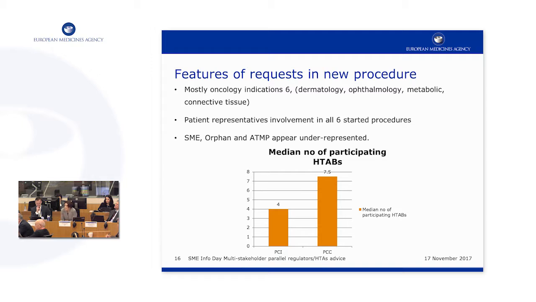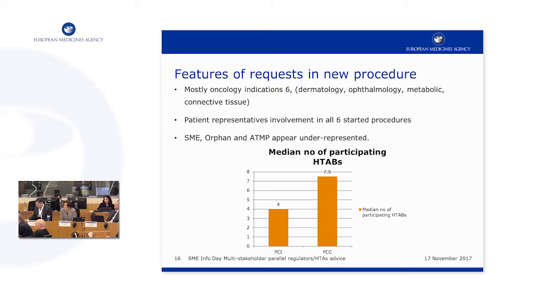I would say that SMEs, orphans and ATMPs appear to be underrepresented, really. We've only had 1 out of the 11 be an SME so far. And I would contrast this with, certainly in 2015, we had 30% of all our advice requests from SMEs. So this is something that we need to think about.